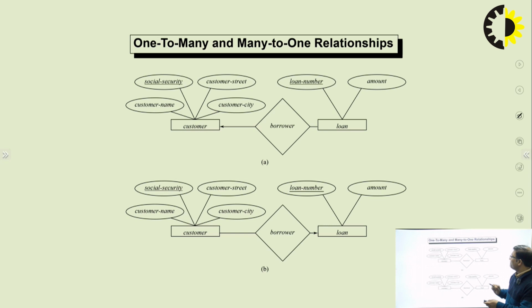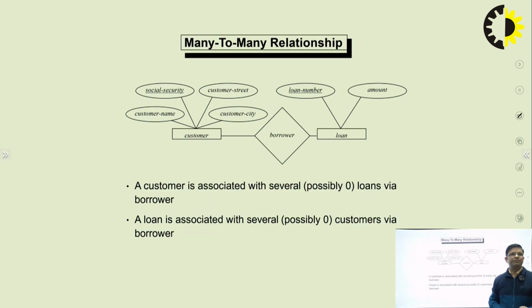For example, let's take this. This is one to many or many to one. Means what? That multiple customers have taken a house loan. There are multiple loans taken by a customer. A loan can be borrowed by multiple customers. A customer can take multiple loans. So this is one to many, or many to one.